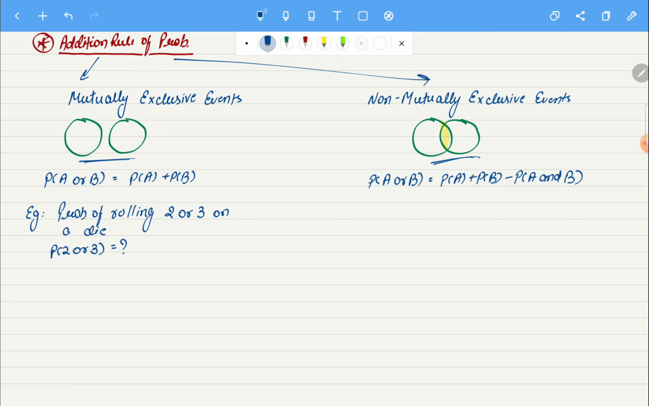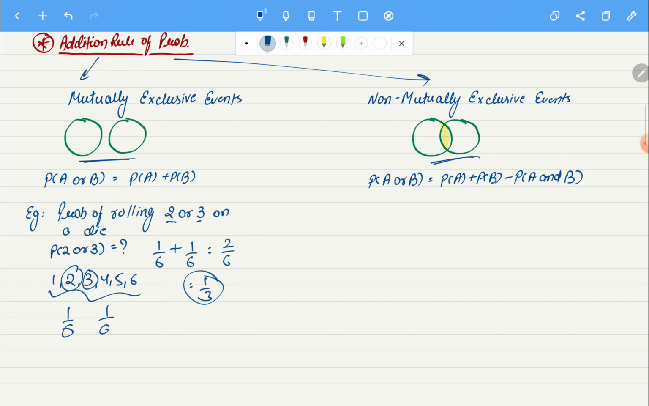And what will be the probability of getting 2? So here we have 1 2 3 4 5 6, so total possible outcomes are 6, and we want to find the probability of 2 or 3. So the probability of getting 2 will be 1 by 6, and same for 3, it will be 1 by 6. So if we simply do 1 by 6 plus 1 by 6, we will get 2 by 6, and this is nothing but 1 by 3. So this will be our probability of getting 2 or 3.